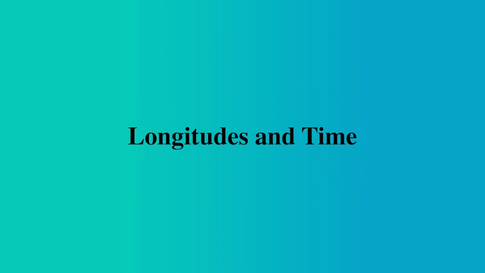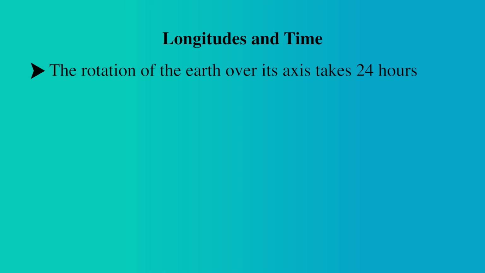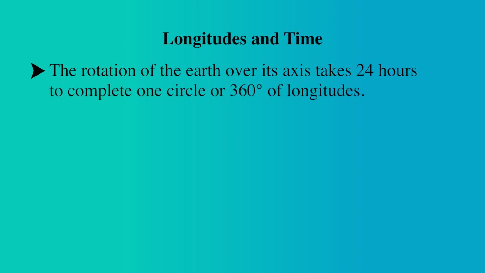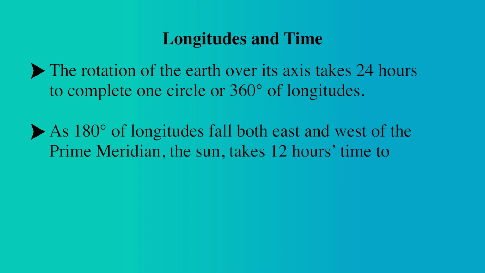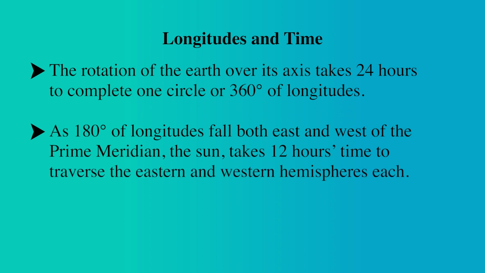Longitudes and time, a very interesting aspect. We all know that the Earth rotates from west to east over its axis. It makes the sun rise in the east and set in the west. The rotation of the Earth over its axis takes 24 hours to complete one circle, that is 360 degrees of longitudes. As 180 degrees of longitudes fall on both the east and west side of the prime meridian, the sun thus takes 12 hours to traverse the eastern and the western hemispheres each.